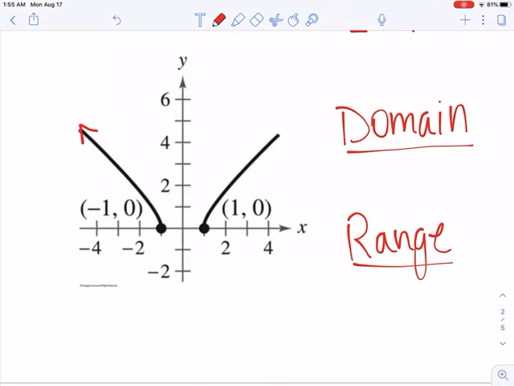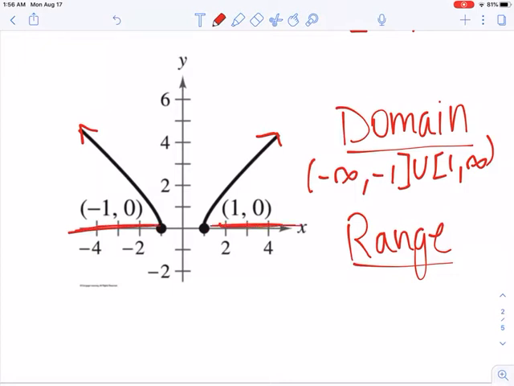Let's also assume that these are arrows. It looks like we have x values all the way up until -1. We have a gap right here, and then we have x values again after x equals 1. So we would write our domain from -infinity to -1, and then union that with this next interval, 1 to infinity. We have x values here and here.